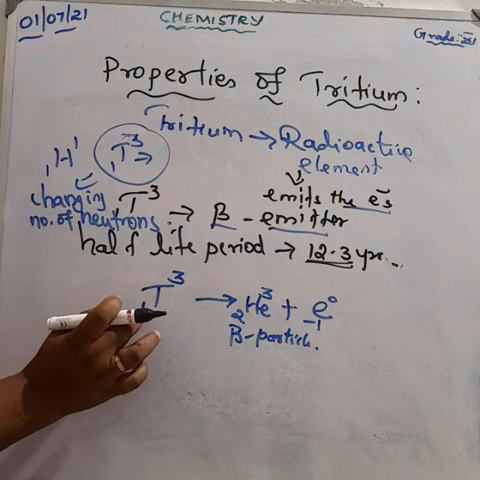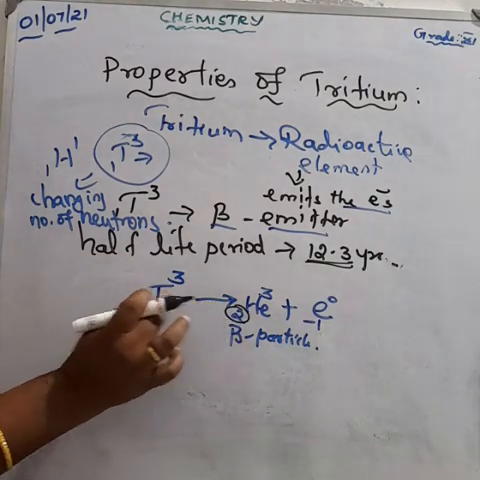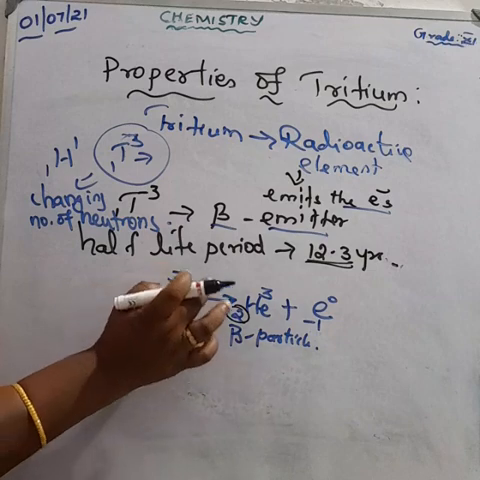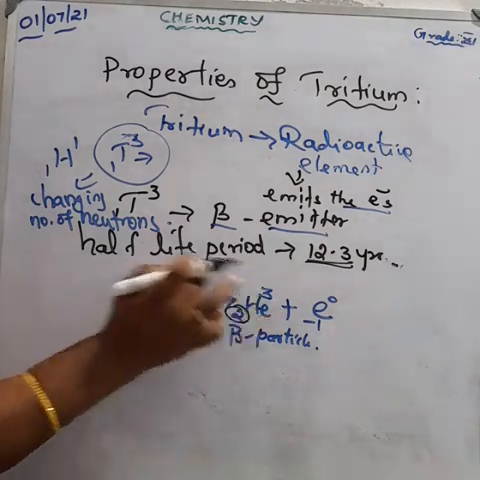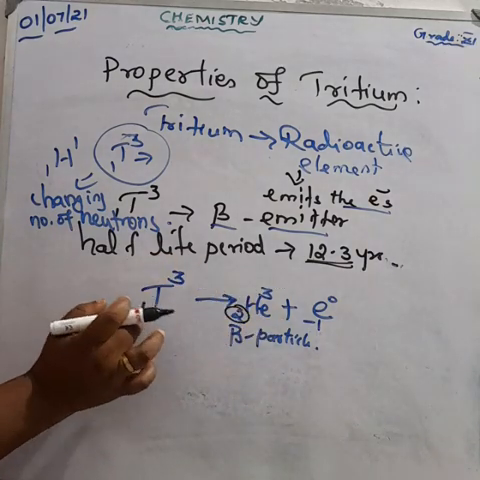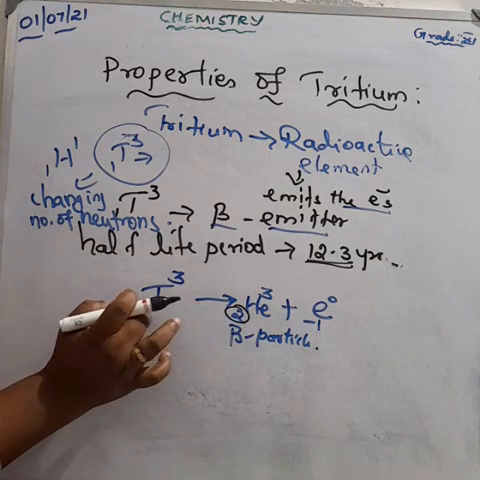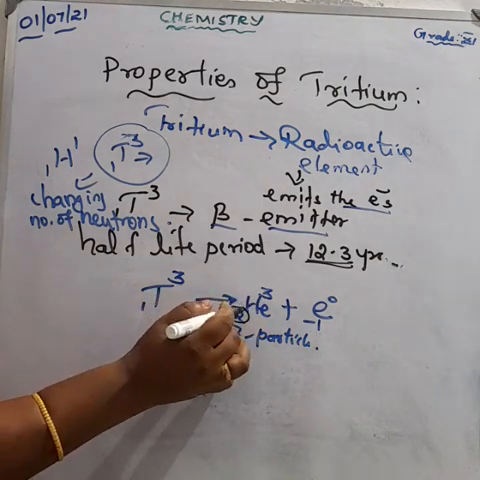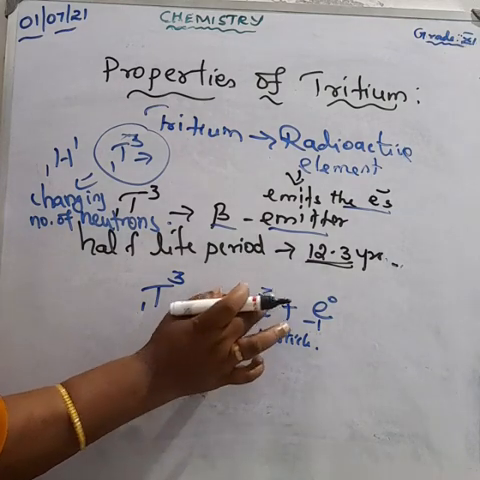How is the atomic number 2 here? We have to balance the number of electrons and the number of neutrons. We have to balance the atomic number and mass number here because this is nuclear chemistry. So for tritium the atomic number is 1, but here helium has atomic number 2, mass number 3. How is the atomic number 2 here?